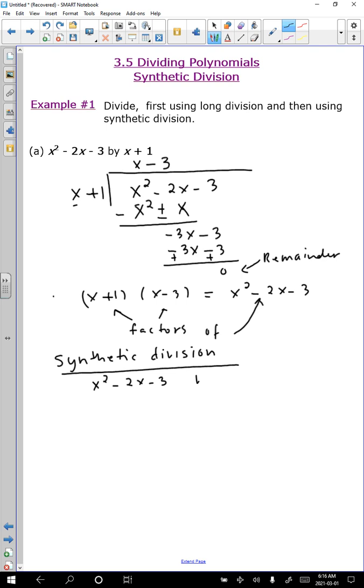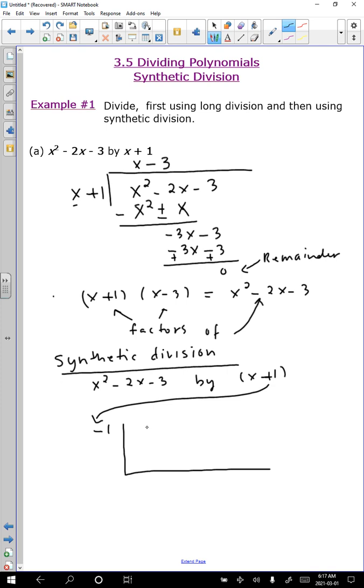Okay, so what you're going to do is, if you are asked to divide x squared minus 2x minus 3 by x plus 1, that means you're going to take the negative of that plus 1, which is minus 1. Okay, so if this was x minus 1, you would use plus 1. If it's x plus 1, you use minus 1. Then you make this shape. It's kind of the opposite of the long division shape.